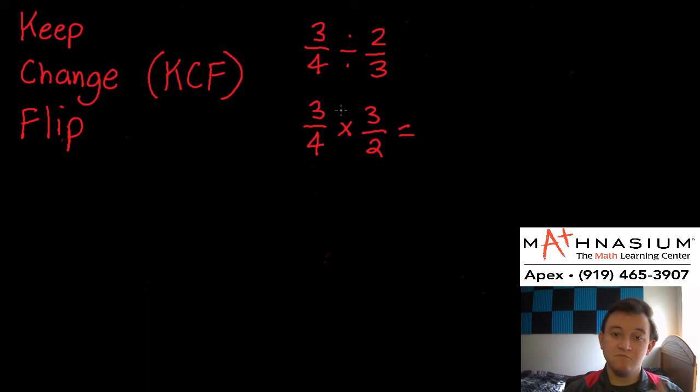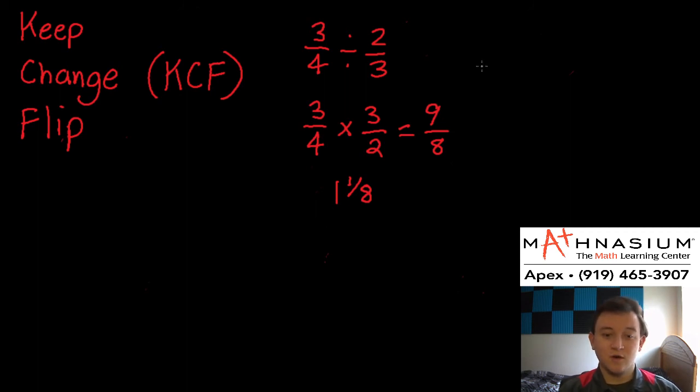So let's go ahead. 3 times 3 gives us 9. 4 times 2 gives us 8. And just like before, our answer is 9/8, which is a good sign. It means that this method is functioning. And 1 1/8 is going to be our solution. So just to make sure that this works, let's go through one other example. And let's do some larger numbers.